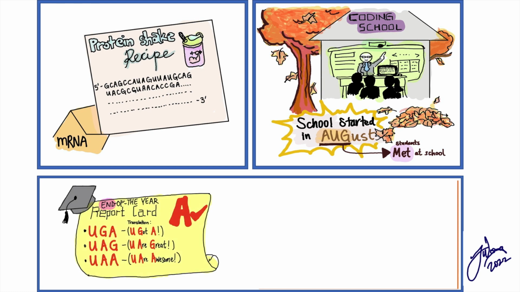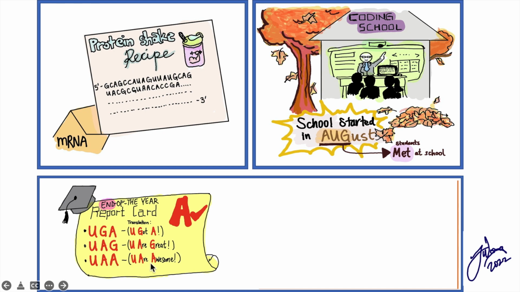For the stop codons, I think of the end of the year when you try to find out if you passed your class. How did you know if you passed? You got a report card with the following evaluation written as codons, and you translated them. UGA, you got A. UAG, you are great.